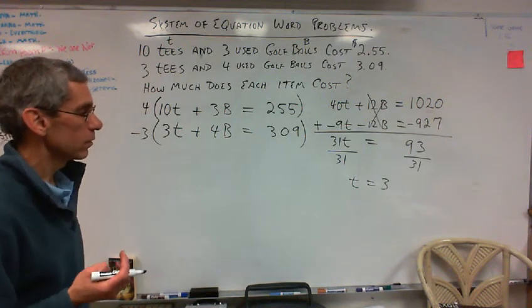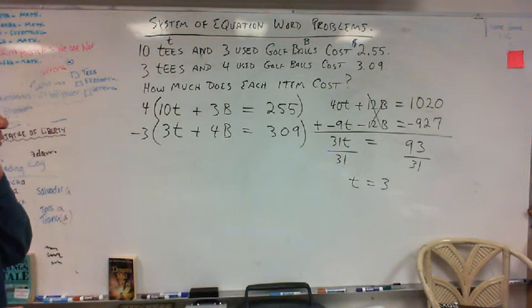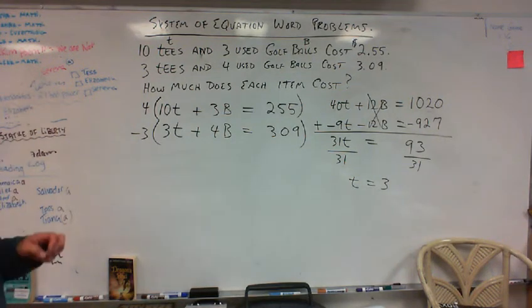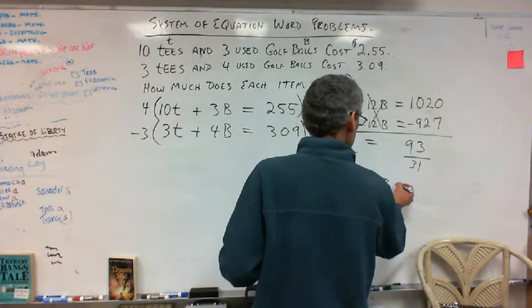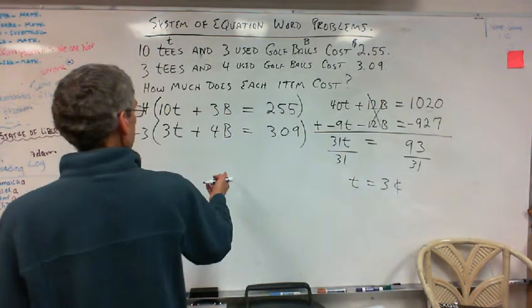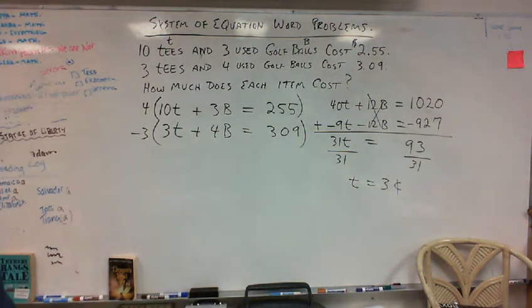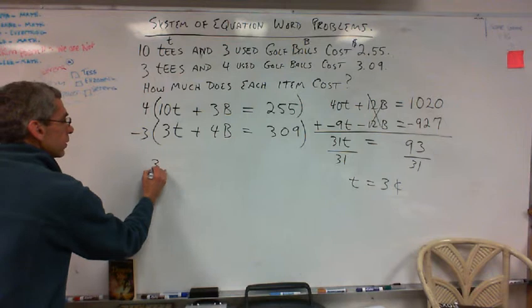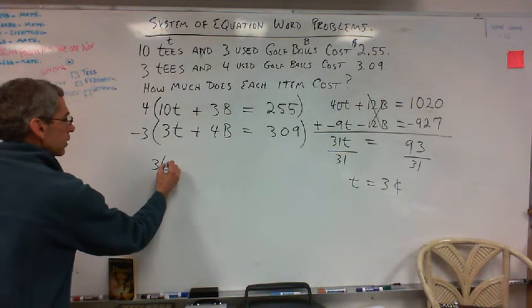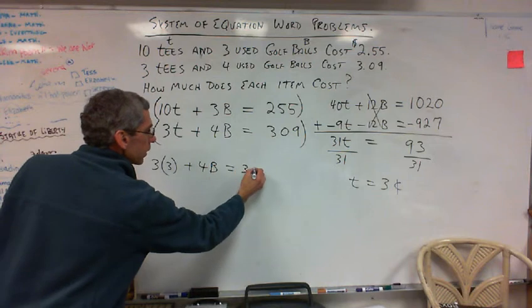All right. Now we're going to substitute that in. Now 3 what? We're talking 10 t's and 3 used golf balls. Probably 3 cents, because that's what we're talking about, right? We changed all this to cents. So that's 3 cents. So now I'm going to substitute my 3 into one of the 2 original equations. Which one do you want to use? The lower one? Okay. So 3 times 3 plus 4b equals 309.